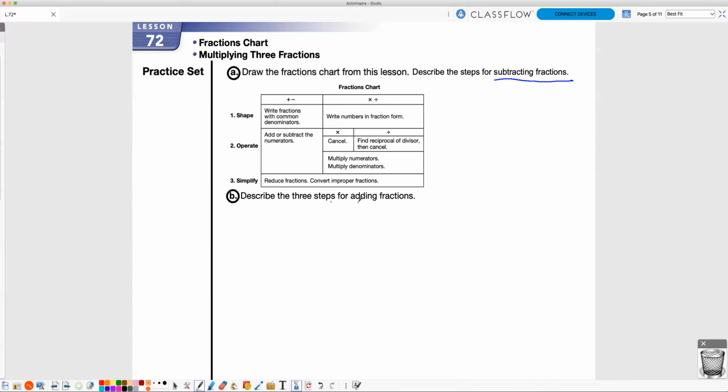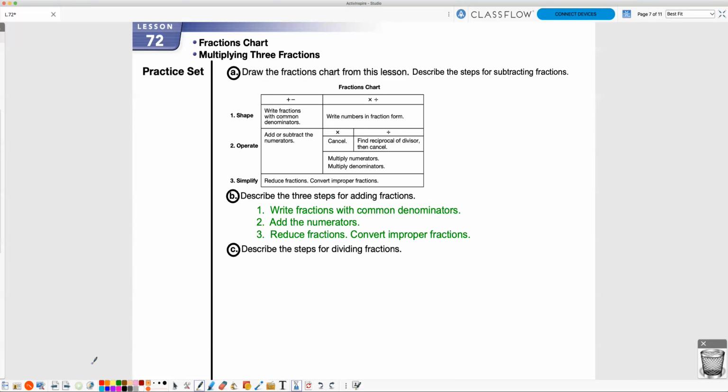Letter B, describe the 3 steps for adding fractions. Here are your 3 steps for adding fractions. Write the fractions with common denominators, as you see here. Add the numerators, and then reduce the fractions and convert improper fractions. That would be it. Letter C, describe the steps for dividing fractions.